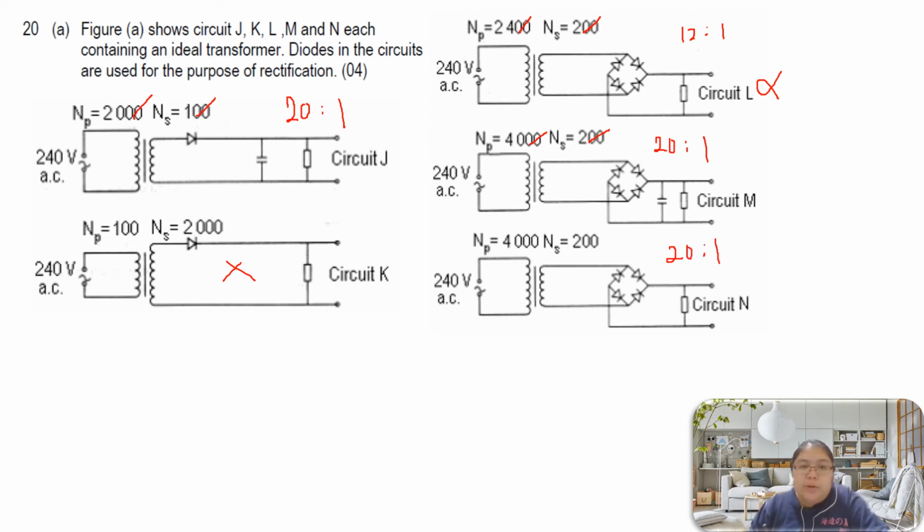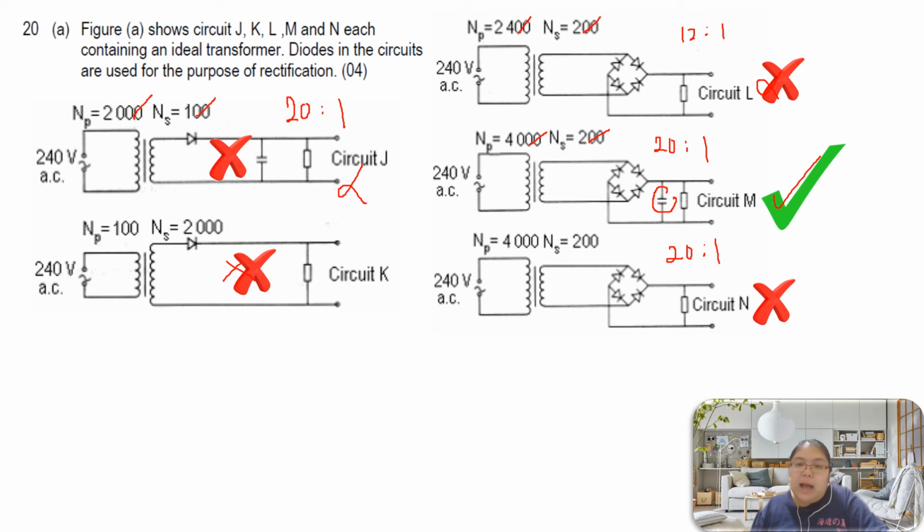Now the third one is full wave rectification. This one is just half wave, so this one is also out. So we have 2 more left, M and N. You see what's the difference? This one has a capacitor, this one has none. Finally, I need to choose circuit M. So what are we going to see in the result? The last one should be circuit M.